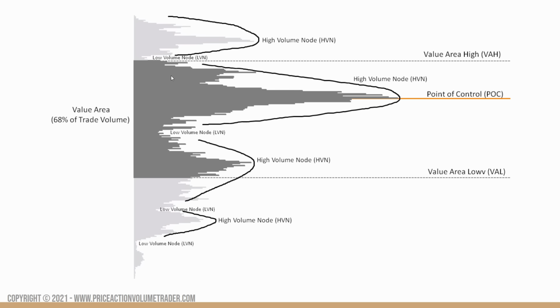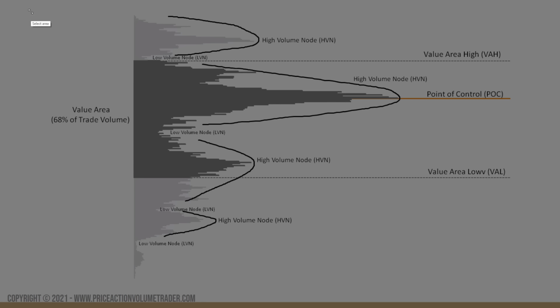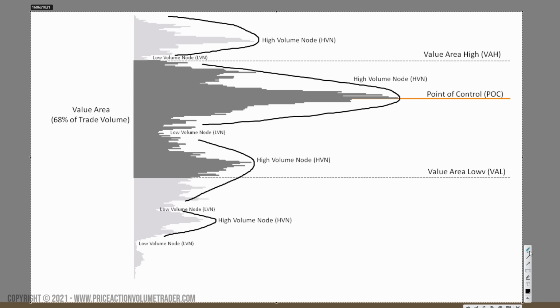And as you can see, all these are high volume nodes, all these little areas that are sticking out, and some are bigger than others. So obviously we have some high volume nodes that are more important or prominent than others. But as you can see, even the smaller high volume nodes here will have their own point of control.